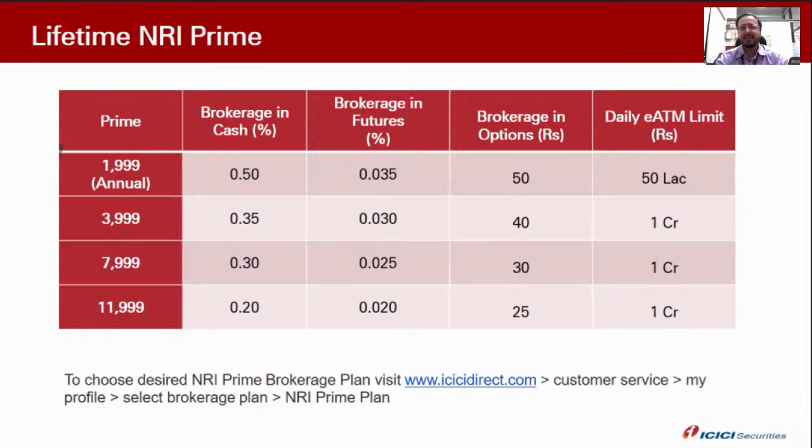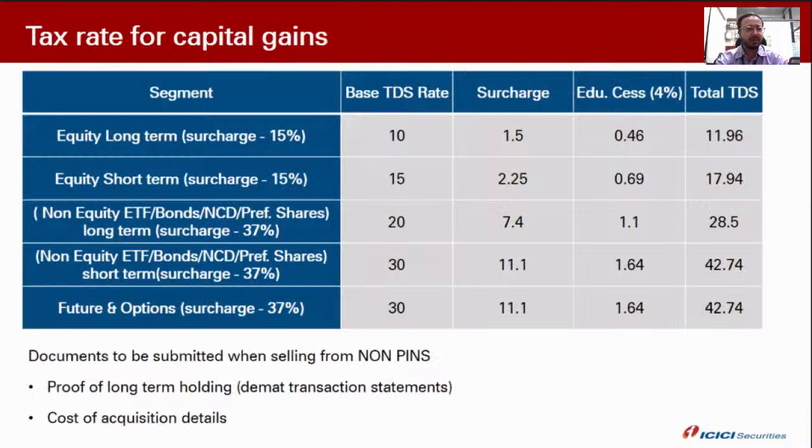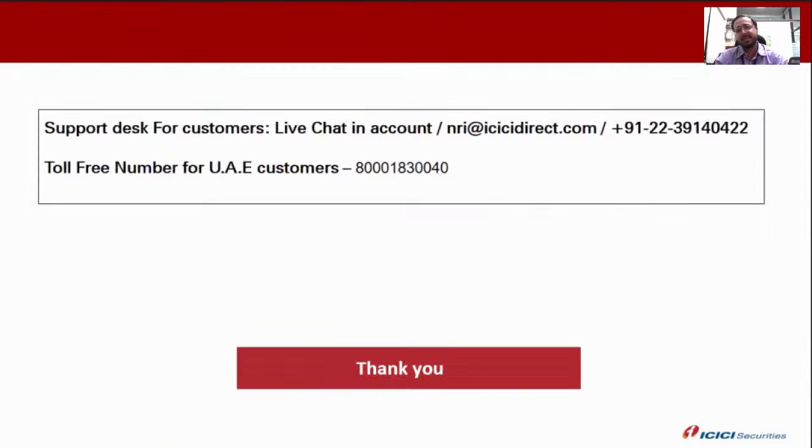Moving ahead, just to give you a small breakup of what the tax rates are. As you can see, the base tax rate is the same as for resident Indian customers. It is 10% and 15%. You add the surcharge and education cess to it, and then you have your final TDS rate that will be applicable, that is in front of you. That was it on the product side of things that I wanted to explain.